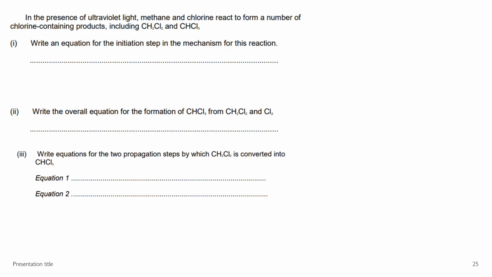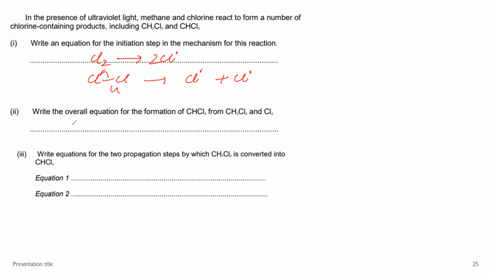So what is the initiation step? As I told you, initiation is always homolytic cleavage. So we will show the homolytic cleavage first. So they are asking about chlorination. So Cl2 will react to form two chlorine radicals, or you can show it this way: chlorine radical plus chlorine radical. So they are formed.